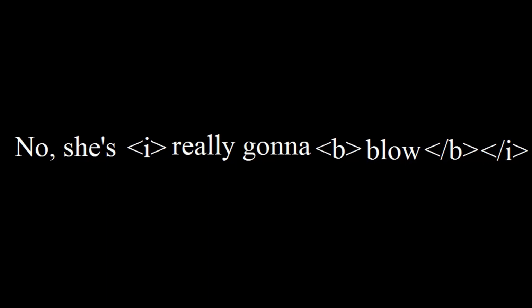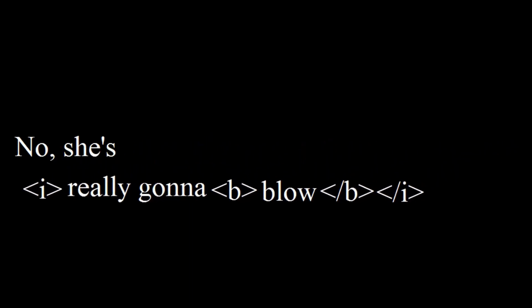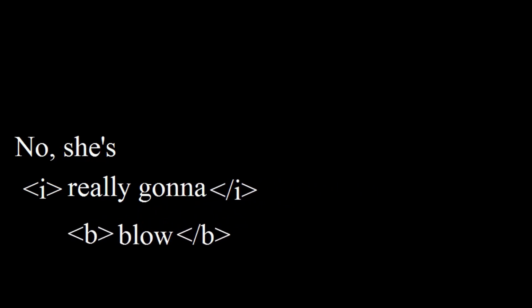Now when it comes to sub-encapsulation, we find again that the phrase really gonna is encapsulated by the italic tag, but then inside of it, blow is encapsulated by the bold tag. That makes it a sub-encapsulator, and any sub-encapsulator must not only encapsulate its text with its own tags, but also its container's tags. And once we've isolated all of the tags, we can generate each section, sandwiching them between their encapsulators.